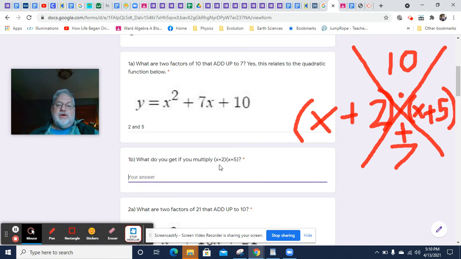Okay, so what do you do if you get x plus 2 times x plus 5? Wait, that's just what I put up there. What is Mr. Ward up to? It's all part of his evil plan, probably.